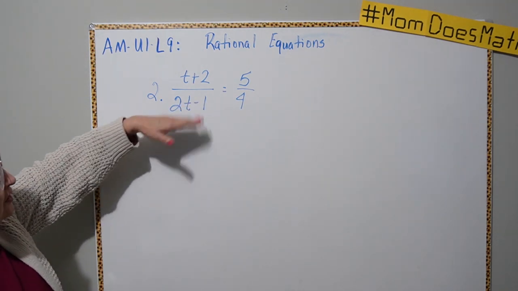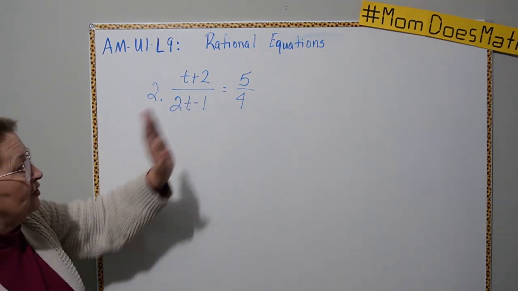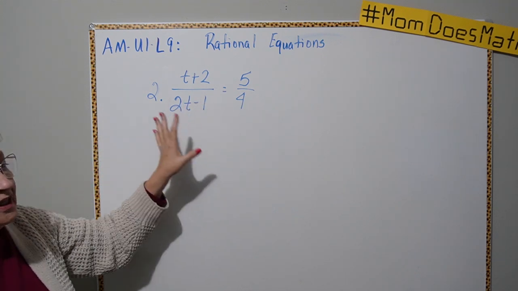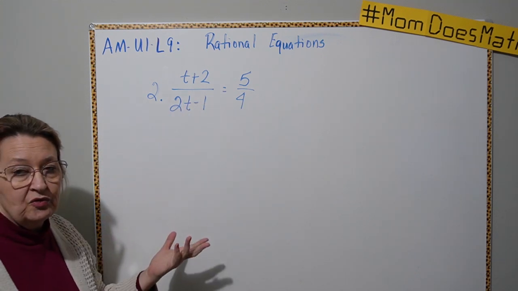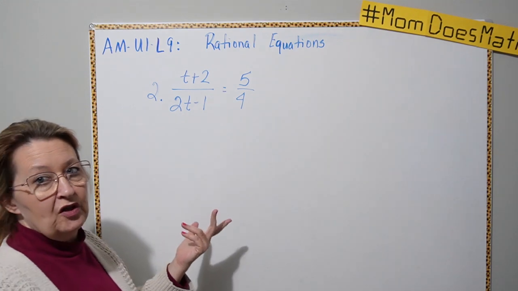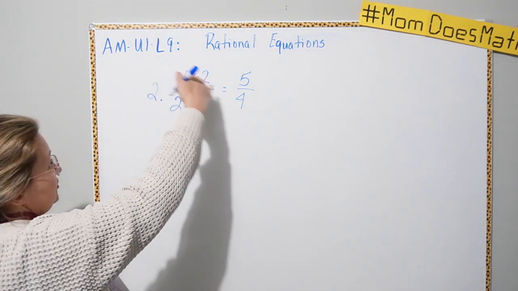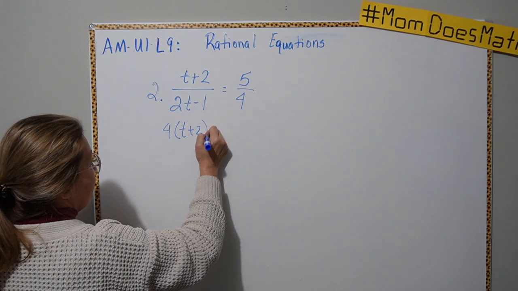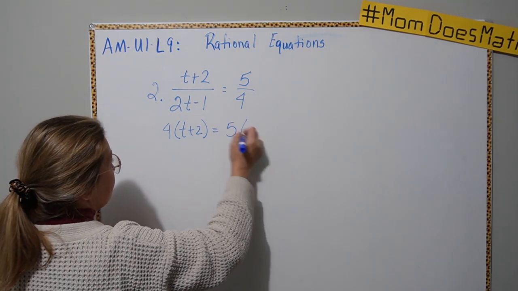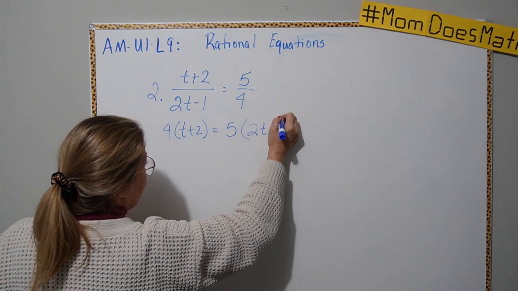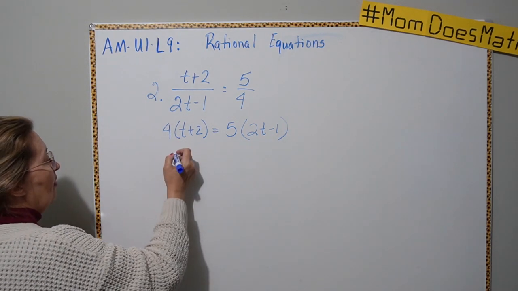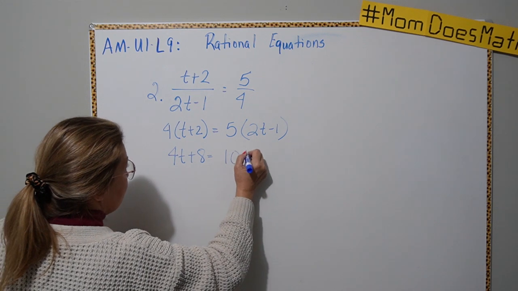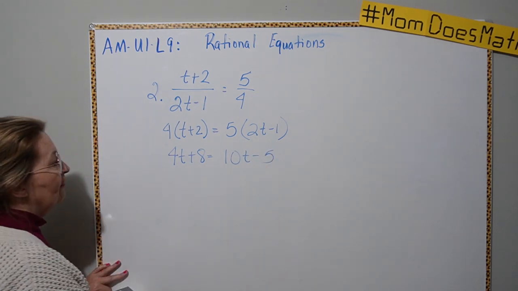Number 2 is t plus 2 over 2t minus 1 is equal to 5/4. Once again, I have a single fraction on both sides of the equal sign. So the quickest way, the best method for this one is going to be using proportions. So I'm just going to multiply 4 times t plus 2 and 5 times 2t minus 1. Then I'm ready to distribute and solve. So I've got 4t plus 8 is equal to 10t minus 5.